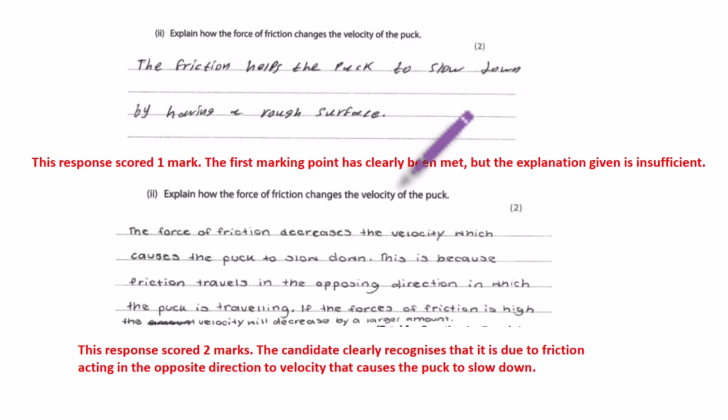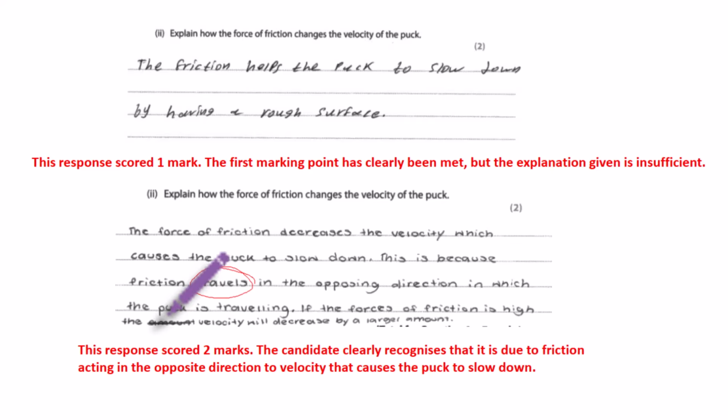So what do you write as an explanation? This is where the second student has given a very proper explanation. Let's see. Explain how the force of friction changes the velocity of the puck. The force of friction decreases the velocity, which causes the puck to slow down. This is because friction travels in the opposite, not travels. So this was ignored. Friction doesn't travel. The word they should have used was friction acts in the opposite direction in which the puck is traveling.